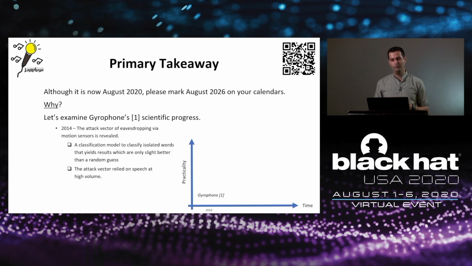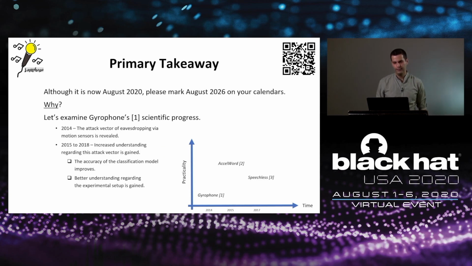Also, the attack vector back then relied on speech at high volume. And as a result, if I had to place Gyrophone on the scale of practicality between not practical and highly practical, I would say Gyrophone in 2014 is considered not practical at all. However, between 2015 and 2018, an increased understanding regarding this attack vector was gained, and the accuracy of the classification model was improved, and a better understanding regarding the experimental setup was gained, and some other studies even suggested the use of an accelerometer instead of the gyroscope.